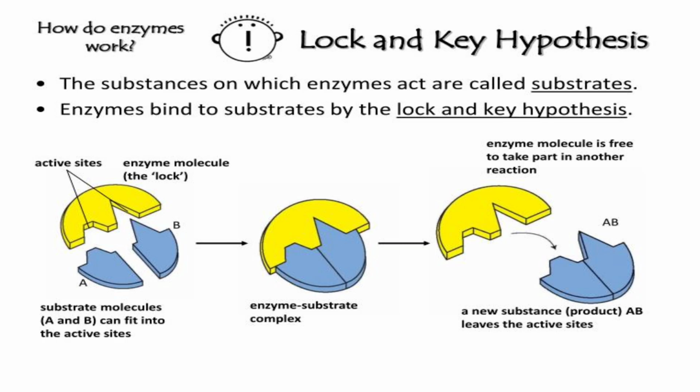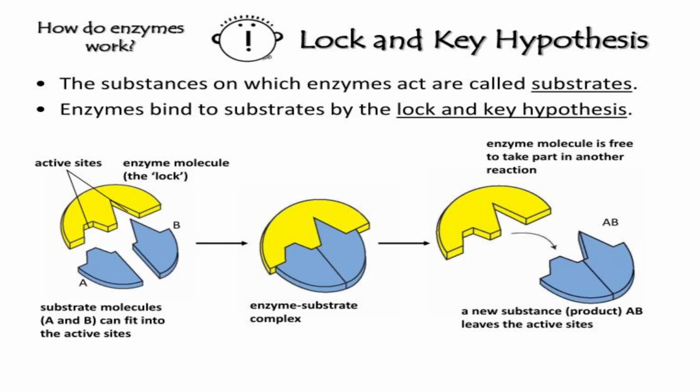In the lock and key hypothesis, the substance on which the enzyme acts is called the substrate. The enzyme binds to the substrate by the lock and key hypothesis. This theory was proposed by Fischer in 1894. It is like a lock and key.